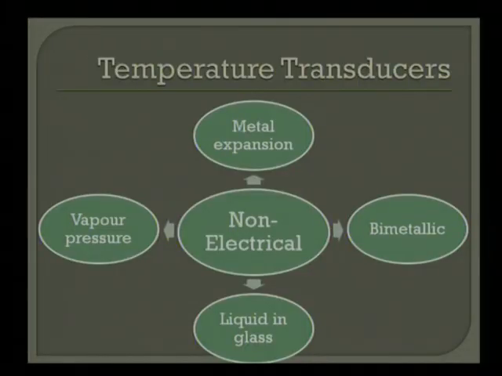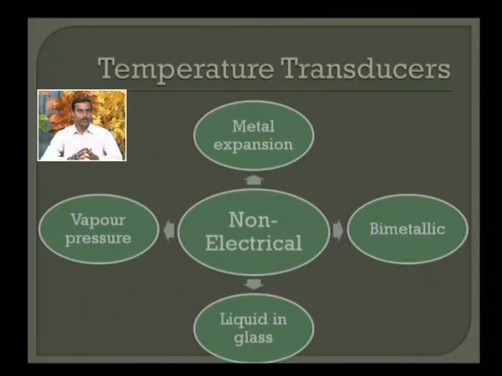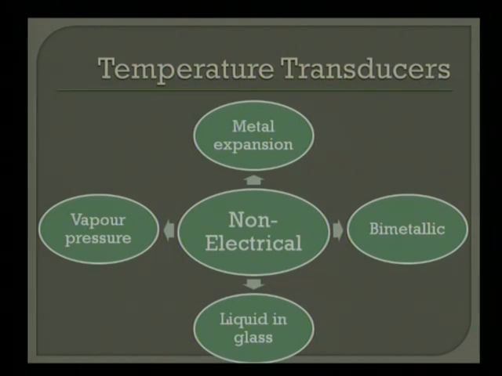The last category is vapor pressure. Here is a simple utilization of the famous physics expression PV = nRT. So if you are keeping volume constant, then pressure and temperature are proportional to each other in a closed system. So what happens when you are increasing the temperature? Due to the temperature inside the unit, the pressure builds up, and that pressure is equivalent to your temperature.